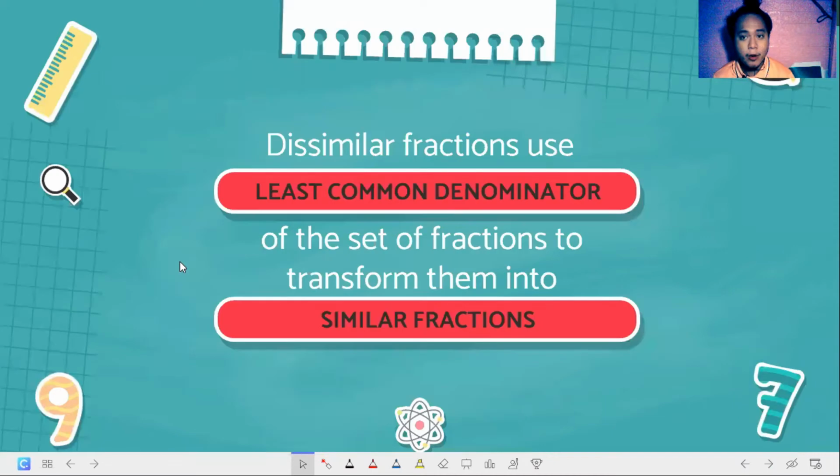Let's see. The dissimilar fractions use the least common denominator or LCD of the set of fractions to transform them into similar fractions. Basically, we are going to transform the two fractions that we classify as dissimilar fractions into similar fractions so that we can perform an operation, so we can add or subtract them. So we use a least common denominator.